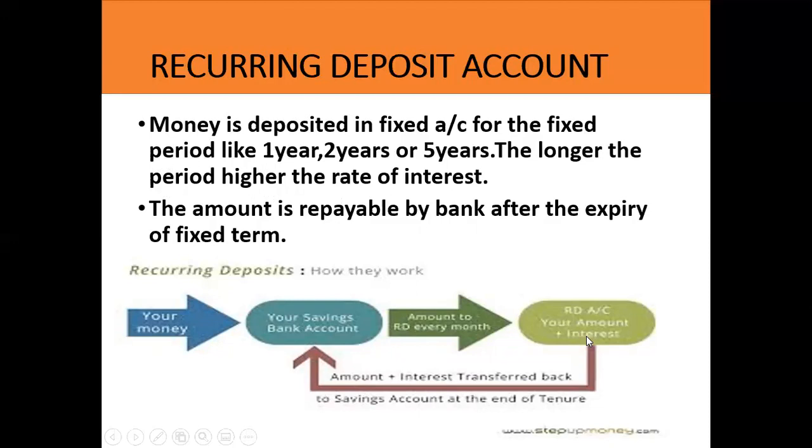And suppose you have opened this RD for 1 year, so after 1 year, the amount plus interest will be transferred to your saving bank account. Okay, so this was the recurring deposit account.